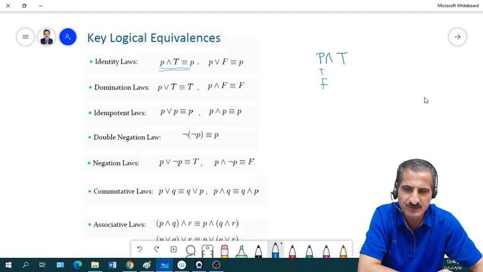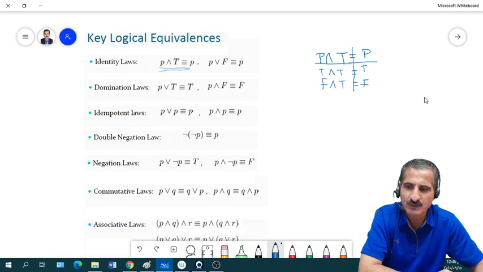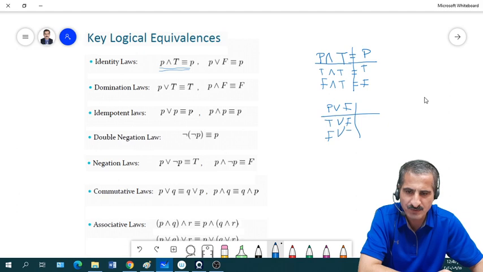So we get this, and then we get a true, and we get false. But this is the same as P, so it is P. Similar thing, if we use P or false, so we have true for P and false, or false or false. So what we get, true or false, it is true, and this is false, and this isn't the same as P here. So we just proved that.